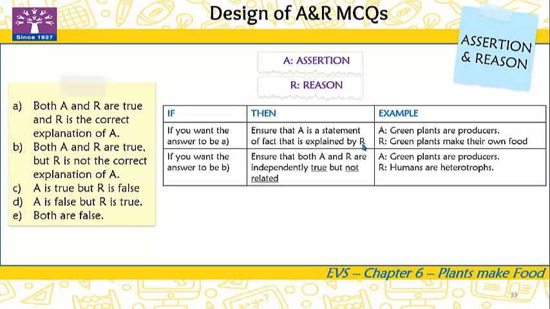Means both are true. For example, green plants are producers. Reason, green plants make their own food. So here I am forcing the answer A, the option A.